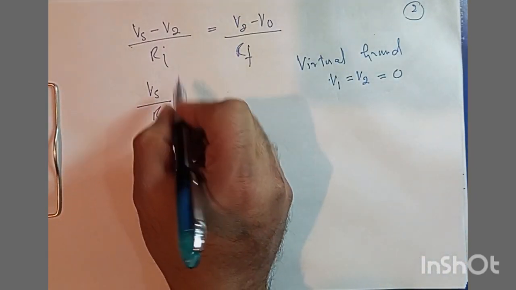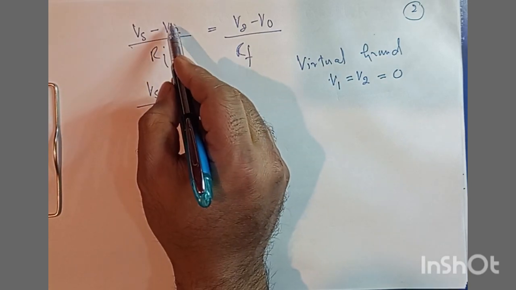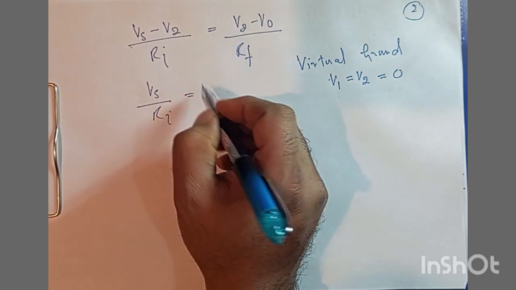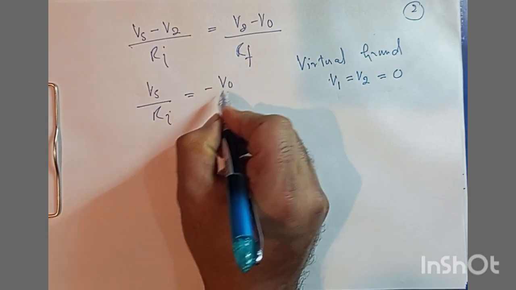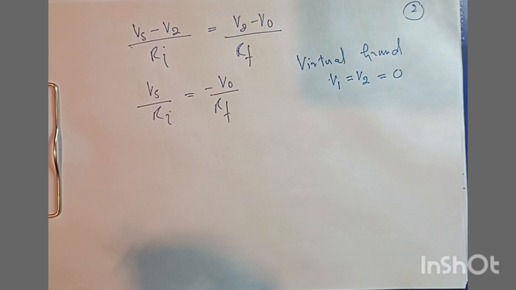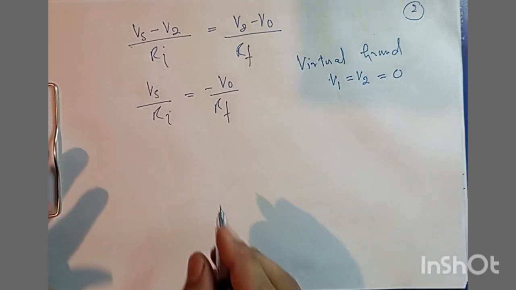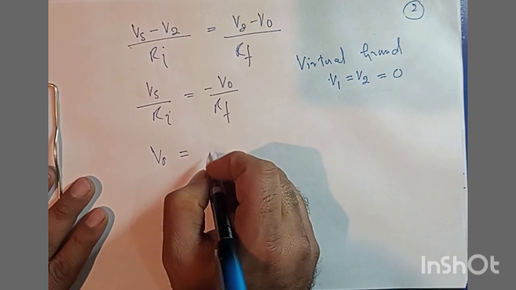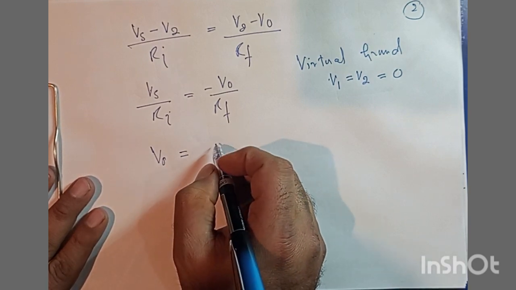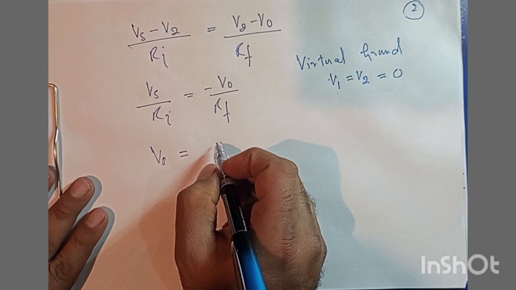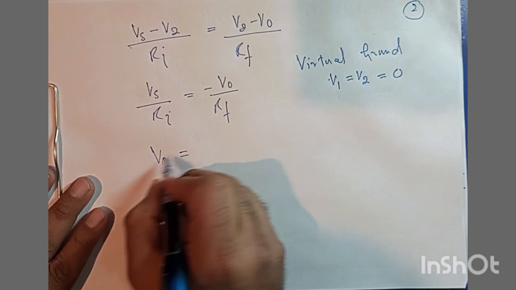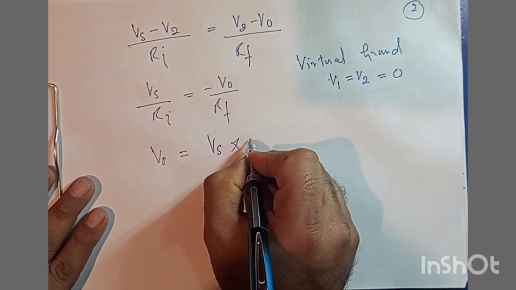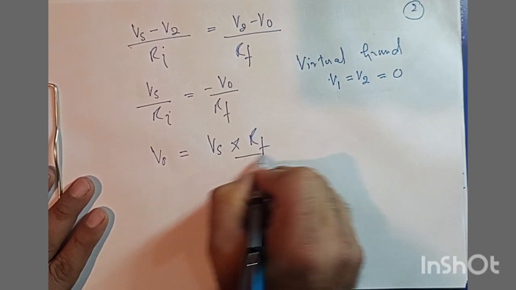Now, in that case, we will be left with Vs by Ri is equal to, V2 is gone, minus V out by Rf. All right. So from this we have got the gain, the output voltage that we will have for this inverting operational amplifier. That will be, V out equals minus Vs times Rf by Ri.